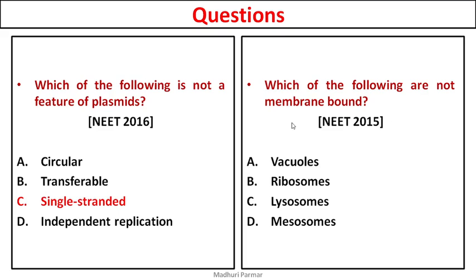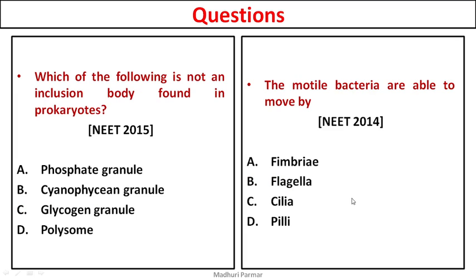Which of the following are not membrane-bound? Vacuoles, ribosomes, lysosomes, mesosomes. The answer is ribosomes. Ribosomes and centrioles are the organelles which do not have a membrane.